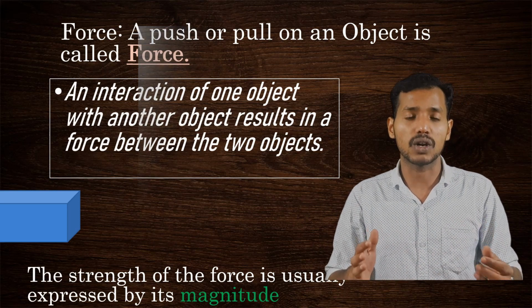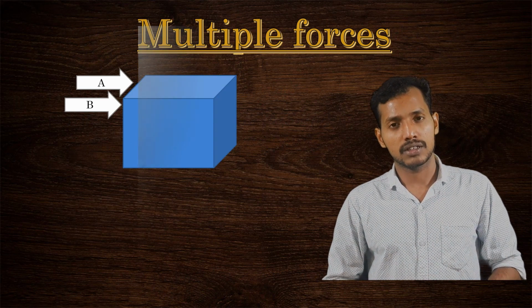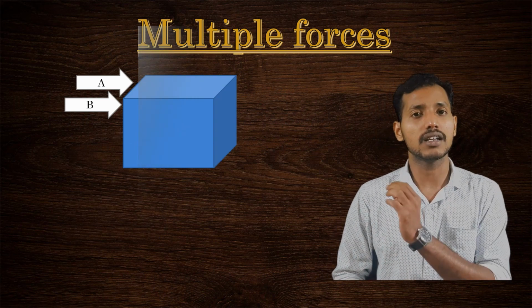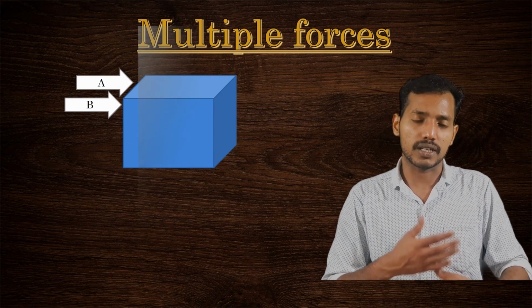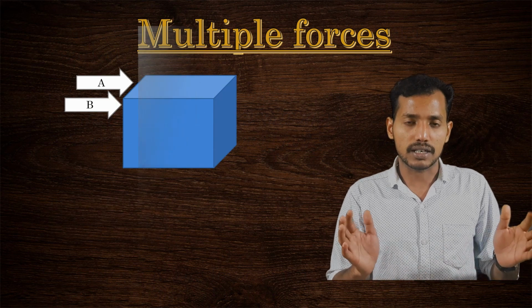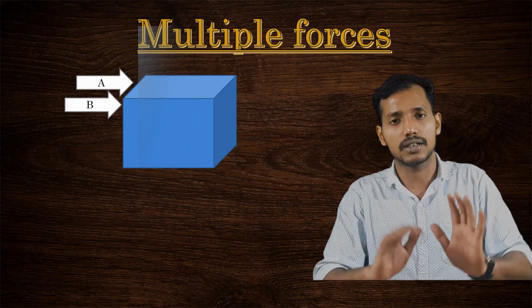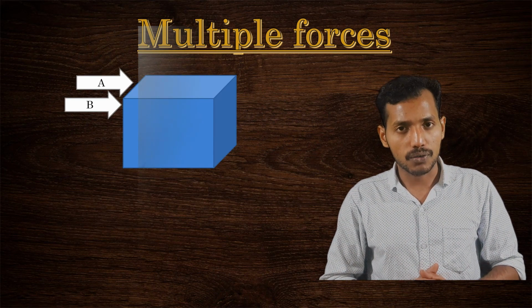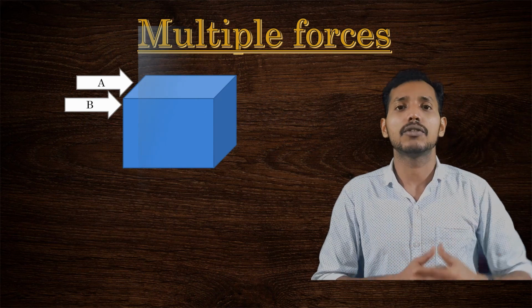Now let's discuss what will happen if multiple forces act on an object. Till now we discussed the case of a single force. You might have observed that in case of a breakdown of a car, many people try to push the car from backside to front, instead of some persons pushing from the back and some persons pushing from the front.